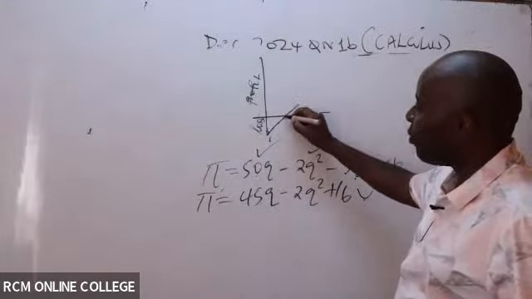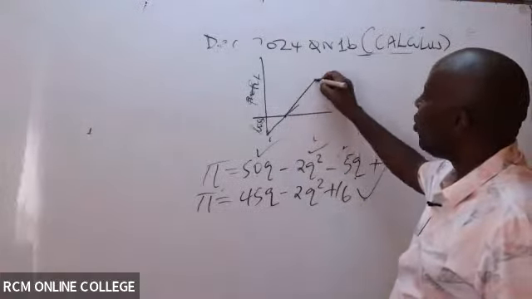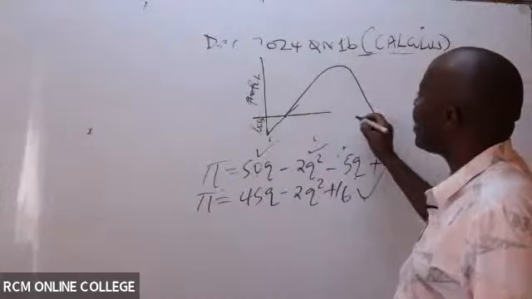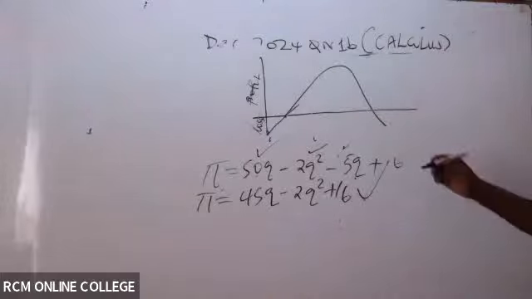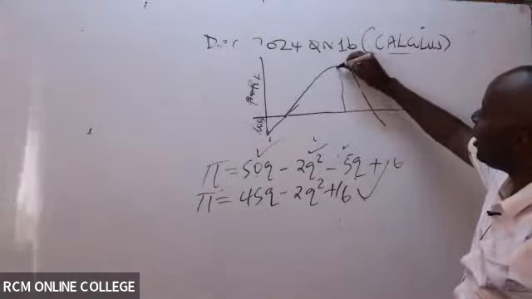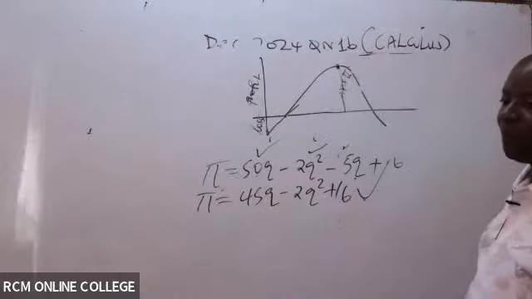You reach a point we call break even, where profit is 0. So you continue again, but you can't make profit forever. After some time, you will start going down. So this is the point of maximum profit.